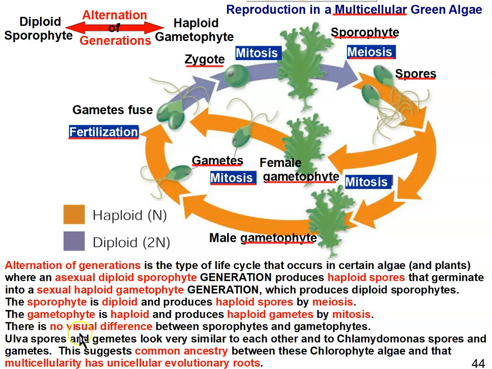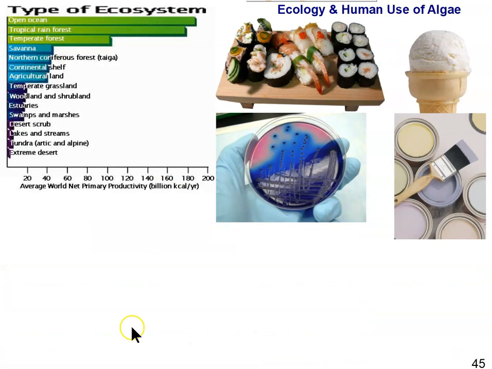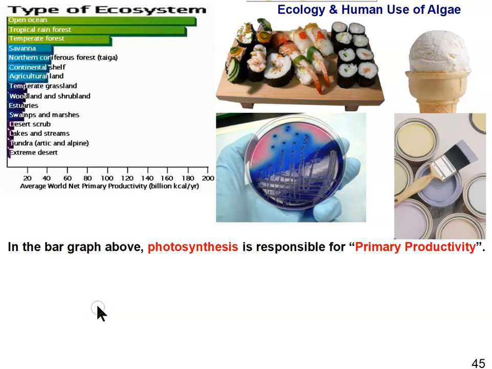And that's what we were looking at a couple slides ago, how we went from unicellular through colonial to multicellular. So here we're looking at the ecology and human use of algae, and the ecology of algae is that they're very important producers. When I say producers, I'm referring to primary productivity, which is the same thing as photosynthesis, the rate of photosynthesis. So that's what this bar graph is about. Primary productivity, the photosynthetic rate.